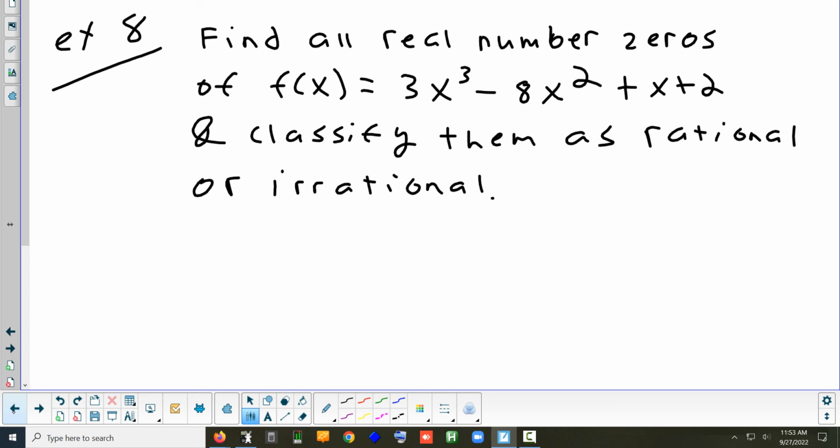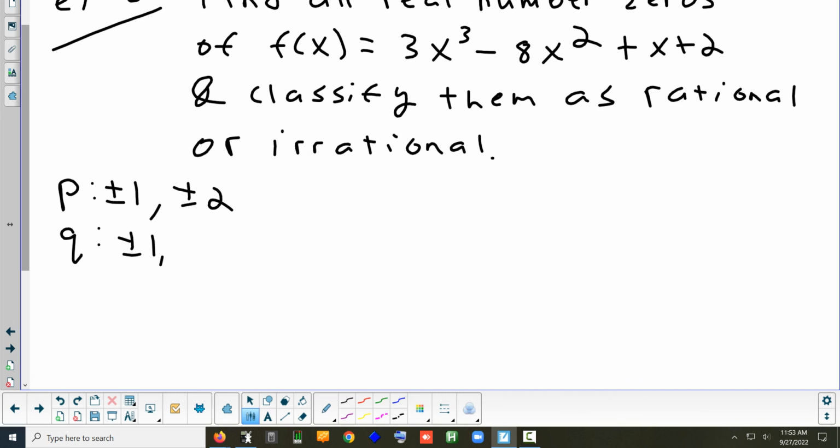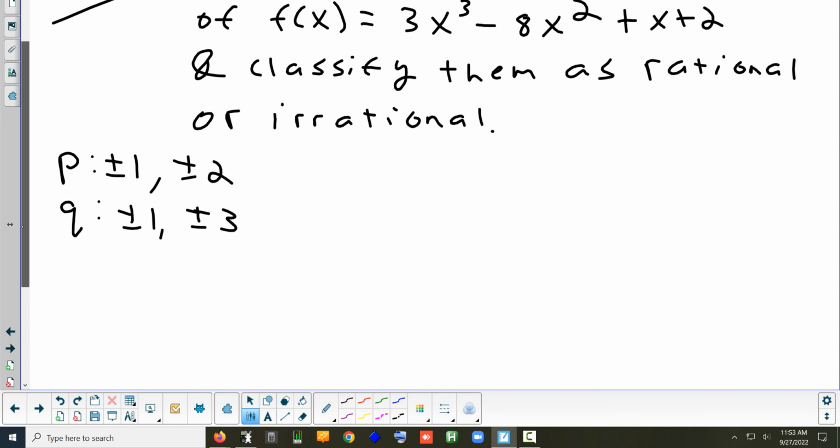Okay. What would be my first step? Yep, rational root theorem. Find the P's and Q's. What's P in this case? Plus or minus 1, plus or minus 2. Not that bad. What's Q? Plus or minus 3, plus or minus 3. Okay, not bad. Way less than the very first one I gave you.